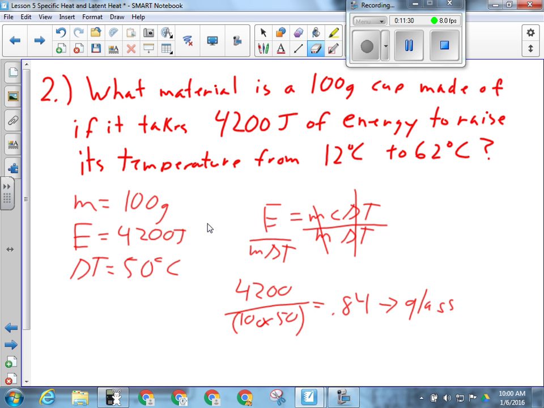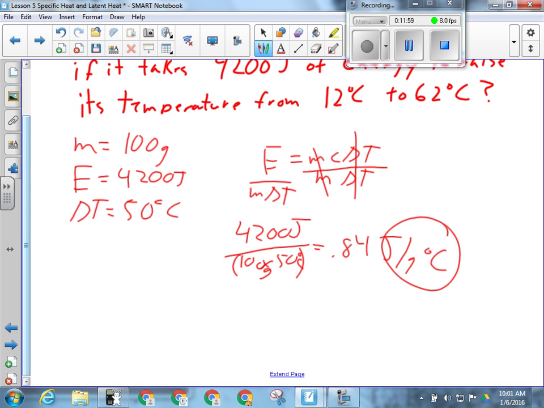This answer doesn't have any units. That would be a bad thing to do. Joules per gram degree Celsius. If you forget that that's what the units for specific heat capacity are, just look at what you did here. This was in joules, this was in grams, and this was in degrees Celsius. Joules divided by grams times degrees Celsius gives you the proper units. So if you're ever in doubt, that's where those units come from. Okay, and like we said, that was glass.